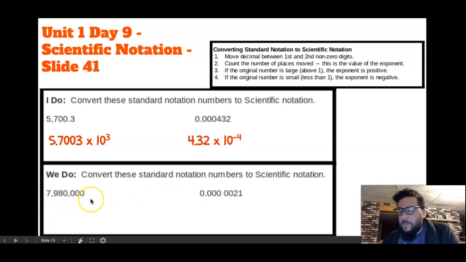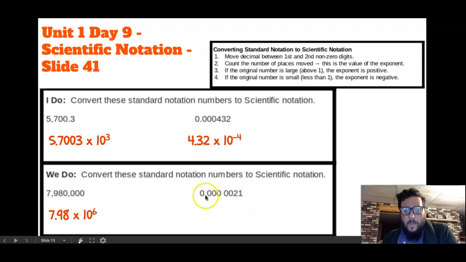Now this first number, 7,980,000, the decimal is way over here. It's not shown, but it's implied to be on the right side of that number. So we need to move it 1, 2, 3, 4, 5, 6 places. So when we rewrite that, that's 7.98 times 10 to the 6. And it's a positive 6 because this is a huge number, much larger than 1.